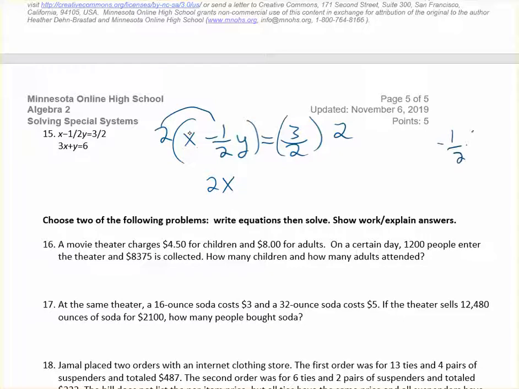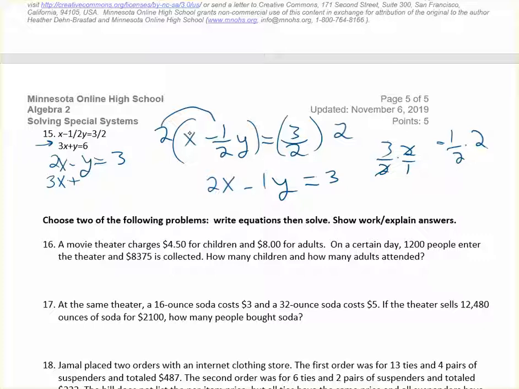What is a half of 2? Half of 2 is 1. And we have a negative because it was a negative there. So this would be negative 1y or negative y. And then on the other side, we have 3/2 times 2. The 2's cancel, and I'm left with just 3. So we have 2x minus y equals 3. And then you can solve, this will be then set up for elimination because the other equation is 3x plus y equals 6. So you can add these together and solve and find your answer.